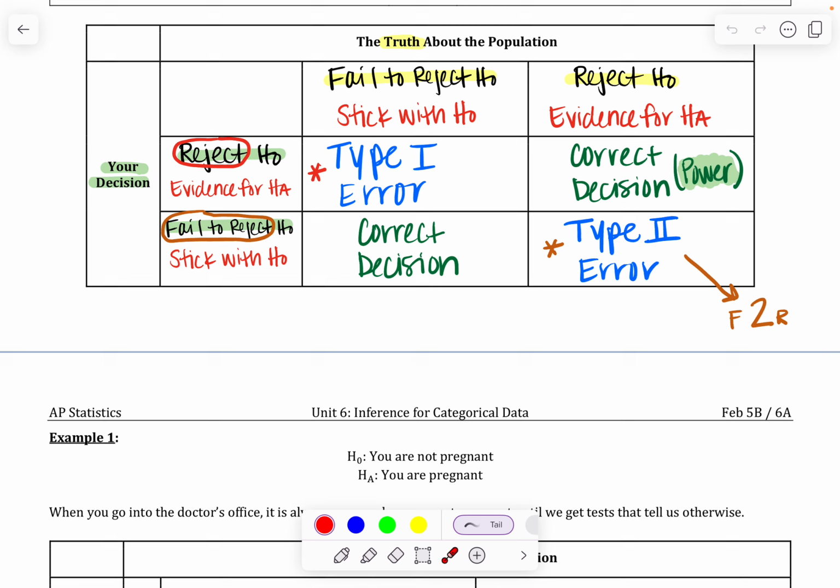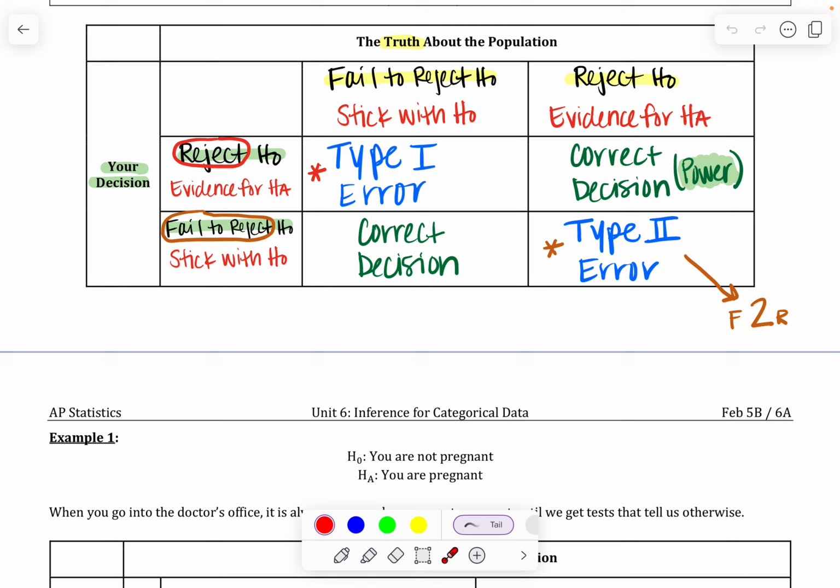What we decide when it comes to types of error is solely based on the decision that you made. So if you reject, there is a chance you made a type 1 error. And if you fail to reject, there is a chance you made a type 2 error. It's just the nature of what your decision was. So it's not, again, that you are wrong. It's just that with the decision that you made, this is potentially the type of error that you made.